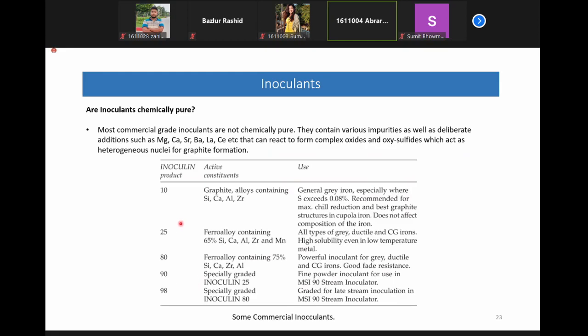The other point is that even though we say ferrosilicon is the primary inoculant, it's never really chemically pure, because it's never commercially viable to make these completely free of impurities.